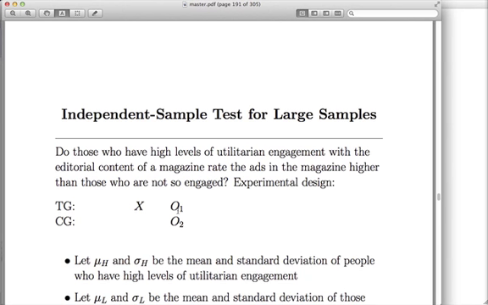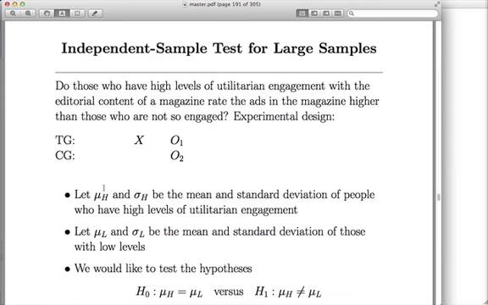We then expose them to an ad, and we ask them to rate that ad using standard copy testing measures. O1 is the rating of the ad by those who are utilitarianly engaged with the magazine. O2 is the rating of the ad by those who are not really engaged with the editorial content of the magazine. All right, let's define some symbols.